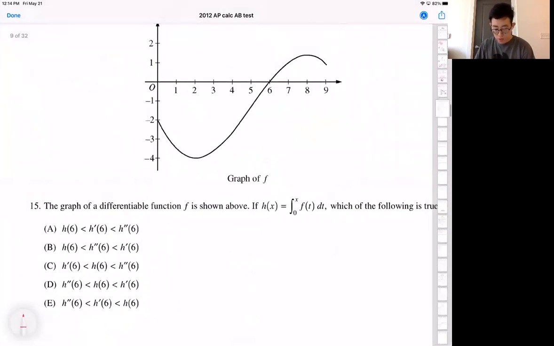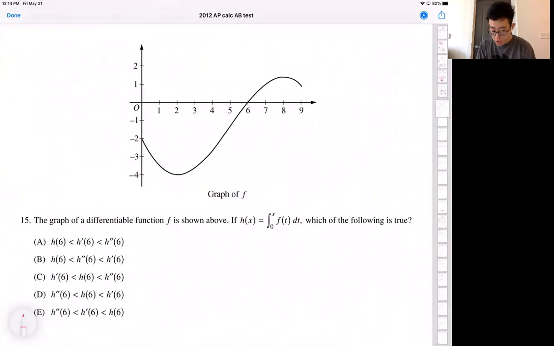Number 5, the graph of a differentiable function f is shown above. H of x is equal to the antiderivative of f of t. Now, this is quite tricky because they tell you the derivative function is shown, because the function f is right there. If you take the antiderivative of that, it actually becomes h of x. Which of the following is going to be true? We are looking at the location when x is equal to 6. If you take notice of f of t at x equals 6, f of t is actually 0, okay? And now we want to be careful about how you imagine this.